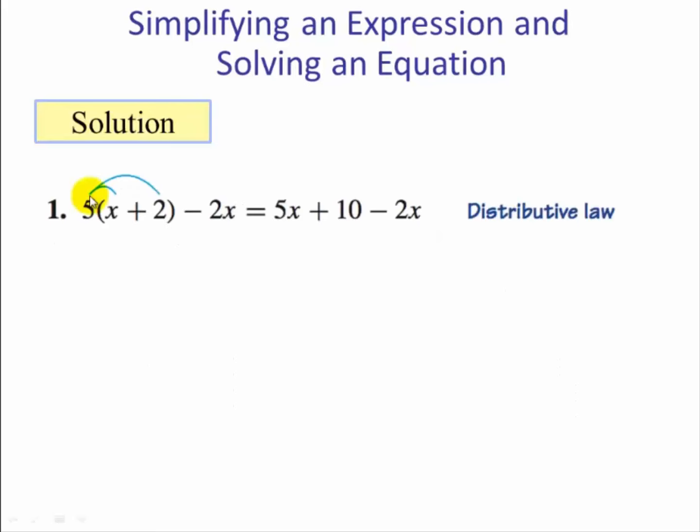Solution. First thing that we do for this expression is we do the distributive property. So 5 times x is 5x, plus 5 times 2 is 10, and then we bring over minus 2x. These are like terms, so we can combine them, and we end up with 3x plus 10. So this expression simplifies to this expression.